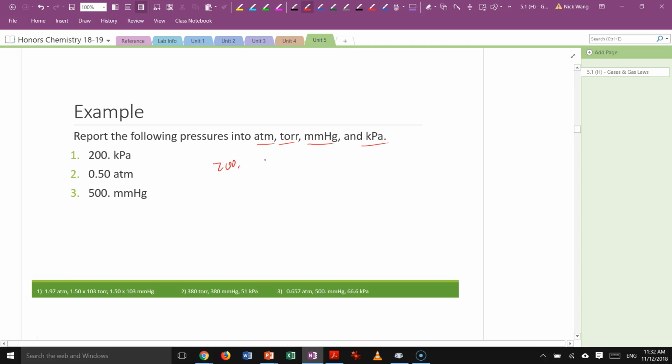That's going to be 200 kPa. I'm trying to relate kPa to atmospheres first. So let's do atmospheres and kPa. And that's going to be 101.3 kPa for every 1 atmosphere. All right. How do you know that? Well, on the previous slide, it shows you that those equivalent measurements are also used as conversion factors. And so you can set it up like this, and you should be getting 1.97 atmospheres.